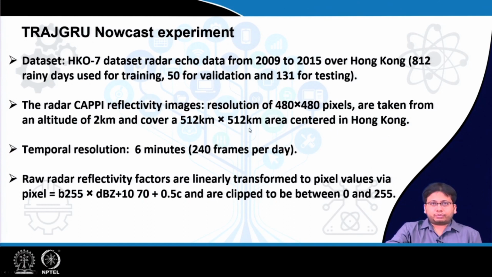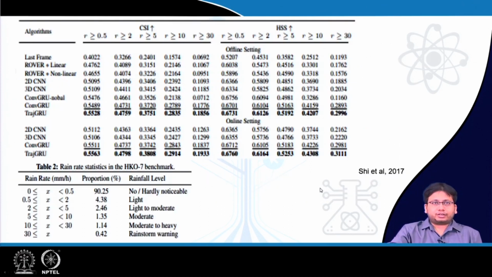At every kilometer, the aim is to make the forecasting. There is also a pre-processing step, where these raw radar reflectivity images are transformed to pixel values according to a formula like this, and they are also clipped to the range 0 to 255, so that it effectively becomes a grayscale image in the visible spectrum, on which all these convolution operations can be done easily. And so these are some of the results.